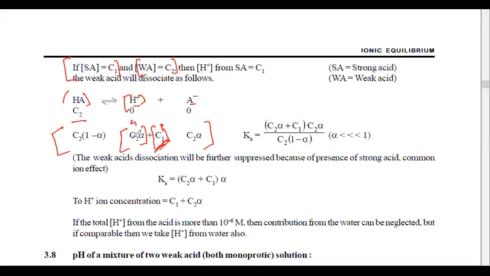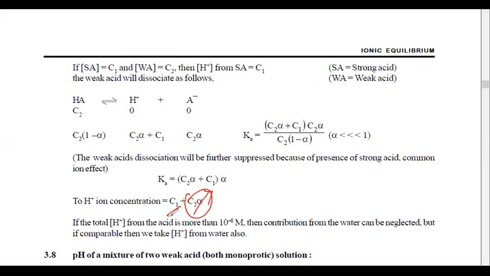Okay, right, everyone? Now, if this is very small, if this is negligible, you can just neglect it, and you will get this as the answer. Okay, right, everyone? This is what is written.